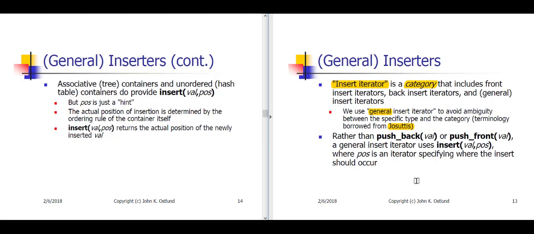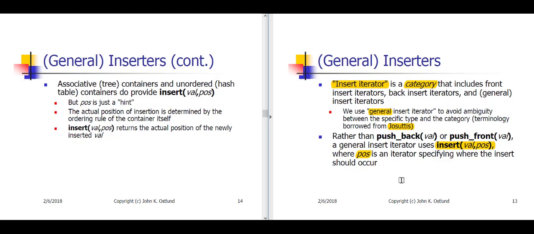The difference is that a general insert iterator uses the insert member function to insert a value into a container, as opposed to push front that pushes a value onto the front of the container, or push back that pushes a value onto the back of the container. Now the insert member function needs to be given a position, which is an iterator specifying where you want that new value to be placed.